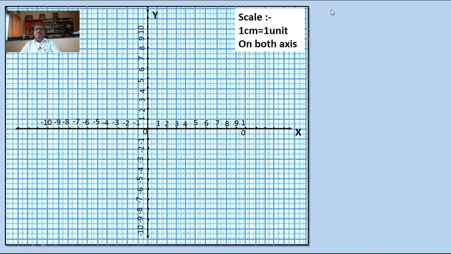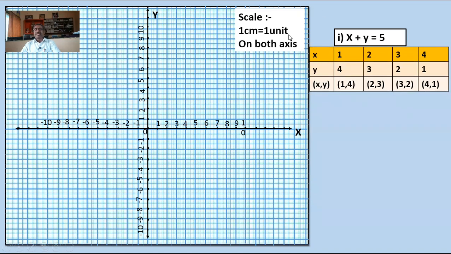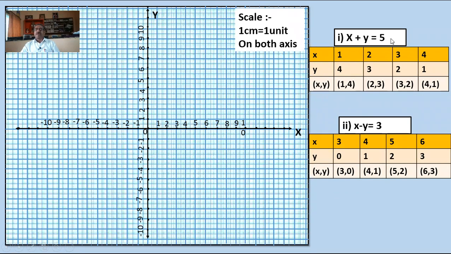This is the graph. Scale: 1 centimeter is equal to 1 unit on both axes. Coordinate points for x plus y is equal to 5, plot on this graph. First is (1, 4). X coordinate is 1, y coordinate is 4. Then we get (1, 4). Second, x coordinate is 2, y coordinate is 3. Then we get this point (2, 3).